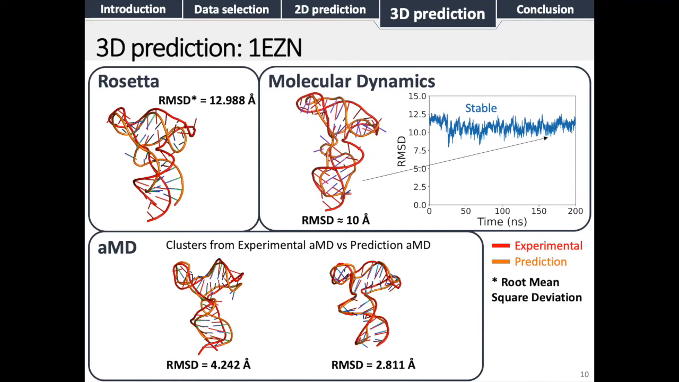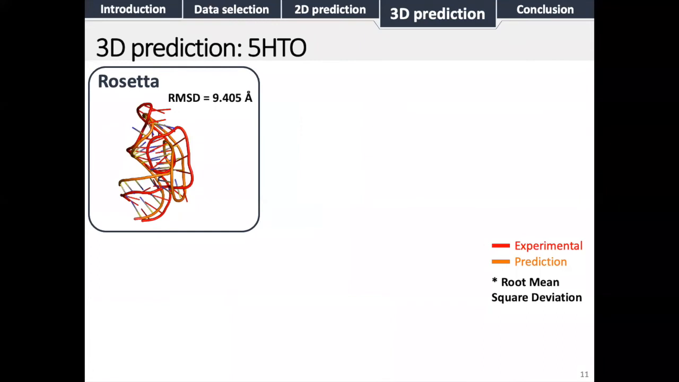And for the second one, we are even able to reach an MSD below 3. So these are really good results. And so we can say that this protocol is pretty good to predict the 3D structure and explore conformation. We have another example to present.